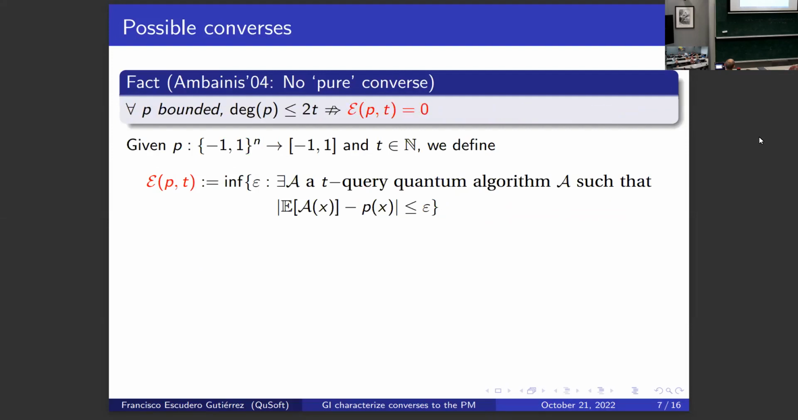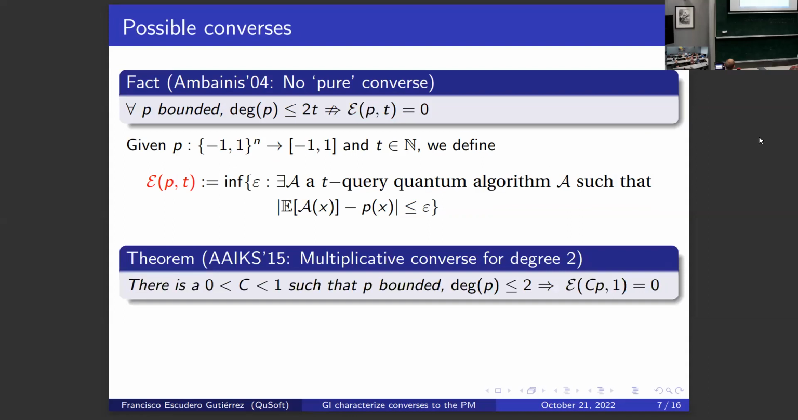Okay, so the thing I wanted to say is that we don't have a pure converse for the polynomial method, but maybe we have another kind of converse. One of these was proved by Aaronson, Ambainis, Iraids, Kokainis and Smotrovs in 2015, where they showed that there is a multiplicative converse for polynomials of degree 2. This means that there exists a constant between 0 and 1 such that for every p that is bounded and of degree at most 2, the error of c·p with one query is 0, which means that you can compute exactly c·p with one quantum query if you multiply p by a constant. So we are introducing a multiplicative error to p, and then we get a converse for the polynomial method.